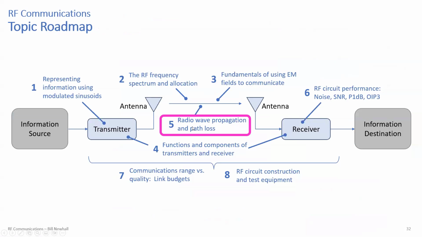Next, let's talk about radio wave propagation and path loss. So we've gone from the information source through the transmitter to the transmitting antenna, and now we're going through free space, or through the air, through space to get to the receive antenna. And so that's where we need to talk about radio wave propagation and how that energy spreads out from the antenna and how it reaches the receive antenna.